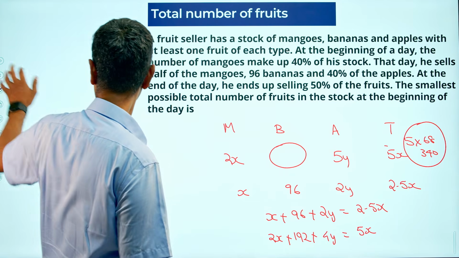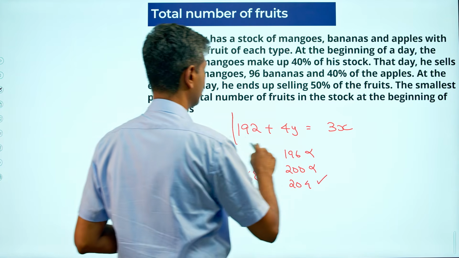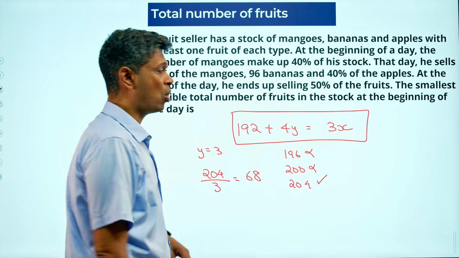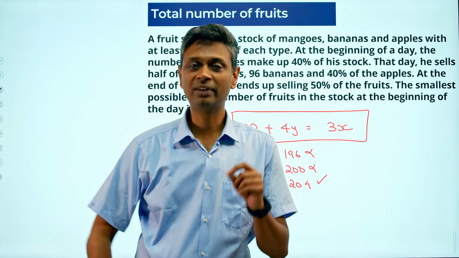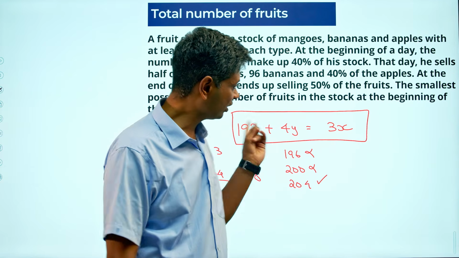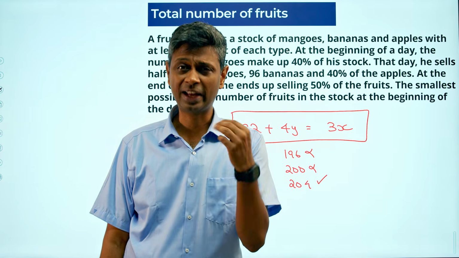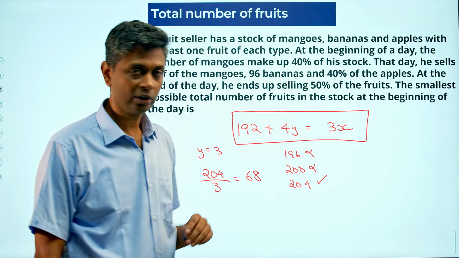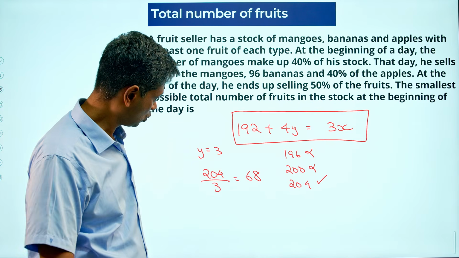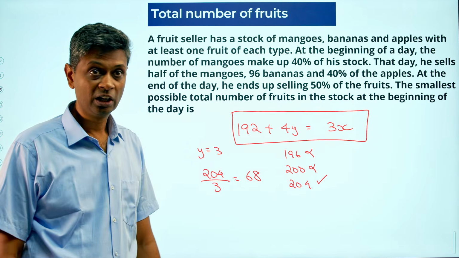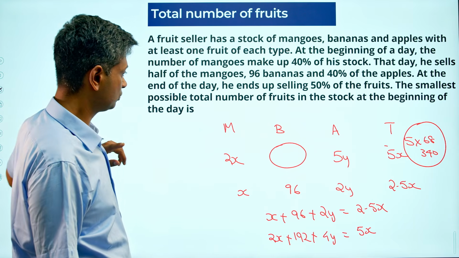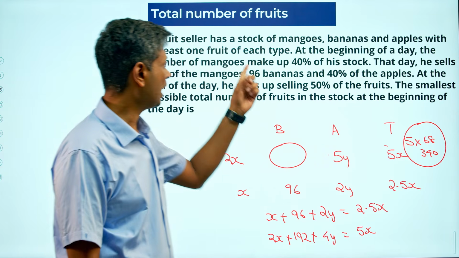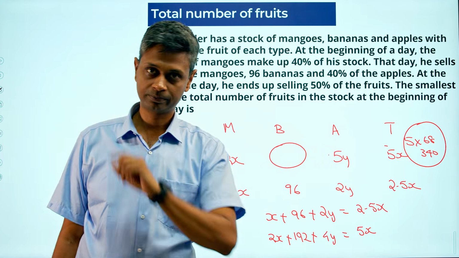So the key part here is to simplify this equation and then say, what is the smallest value of y that I can plug in to get a nice integer value of x? We know that looking at this, smaller that y is, smaller x will be. Y equal to 3 works, x equal to 68 works. Remember, we cannot have y equal to 0, because if y were 0, this would be 0, and we're saying at least one fruit of each type.